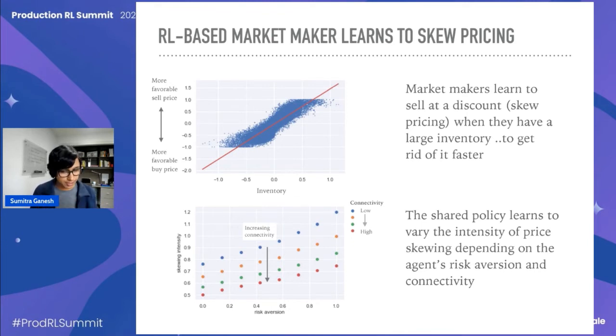But what is really interesting is that the shared policy also learns to modulate this behavior and vary its intensity depending on the market maker's risk aversion and connectivity parameters. So the shared policy learns to skew more aggressively, to do this discounting more aggressively, if the market maker is more risk averse or less connected, which makes sense because in both of these cases, the market maker has to be fairly aggressive to manage the inventory.